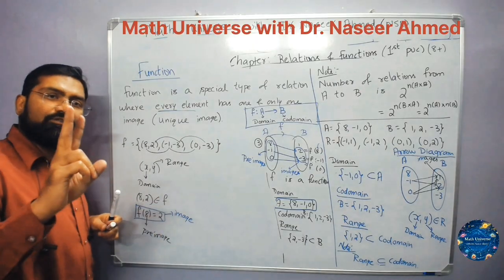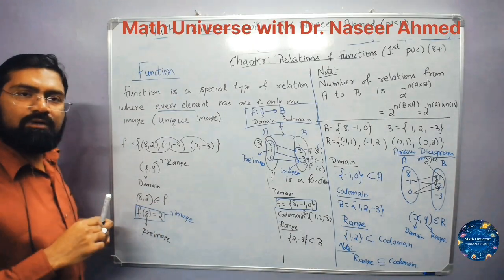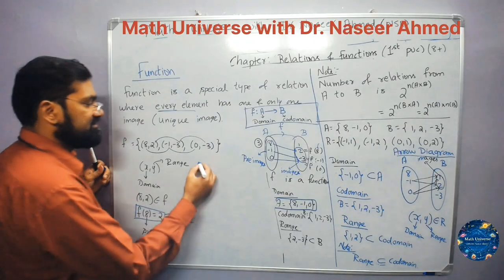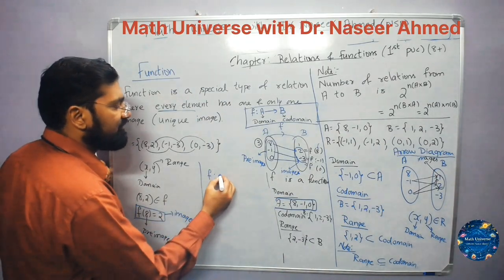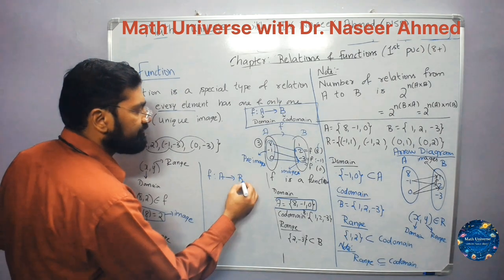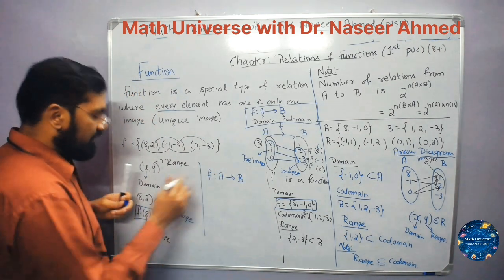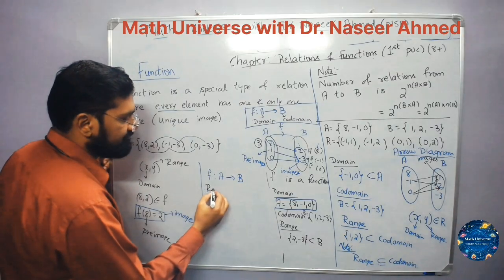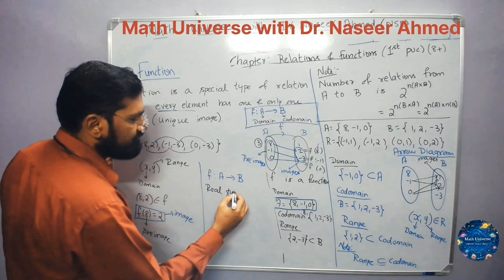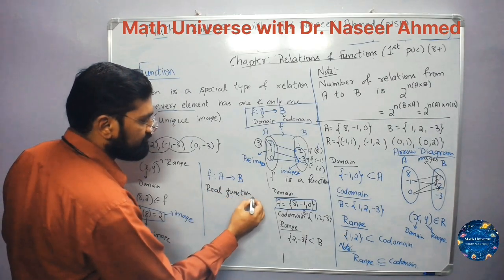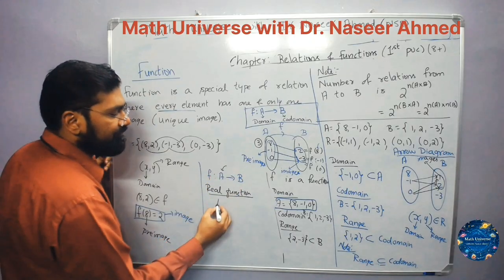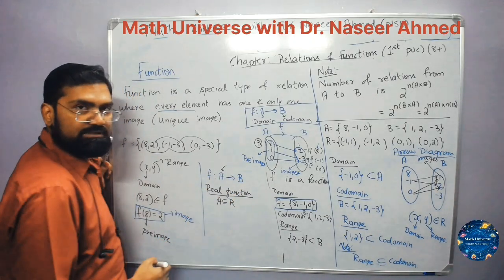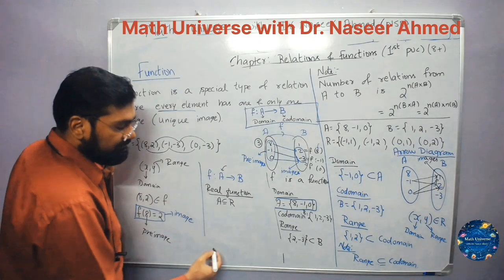Now, I just want to define two terminologies, then we can go with the problems. Real function, real valued function. What is this? If F is a function from A to B, then when I say real function, my domain set A should be a subset of, or equal to, the set of real numbers. Don't forget the set of real numbers.